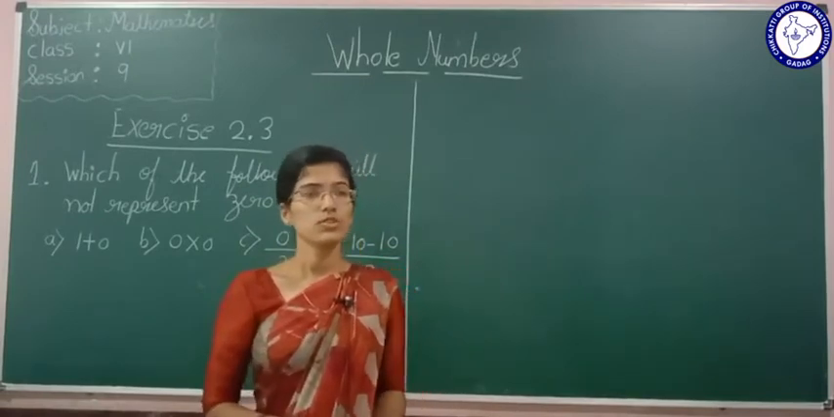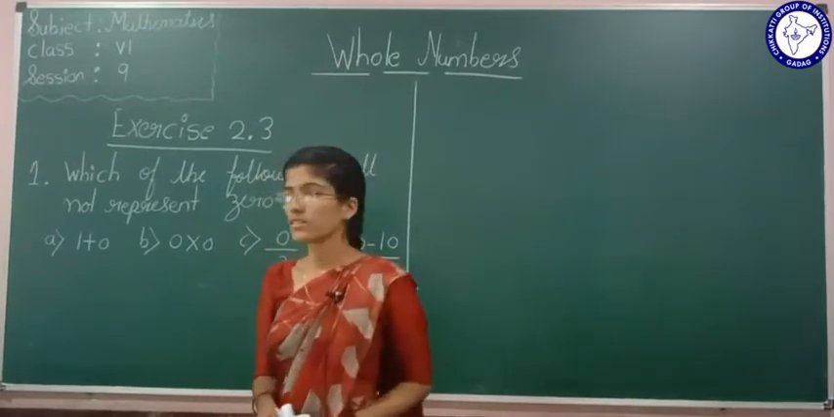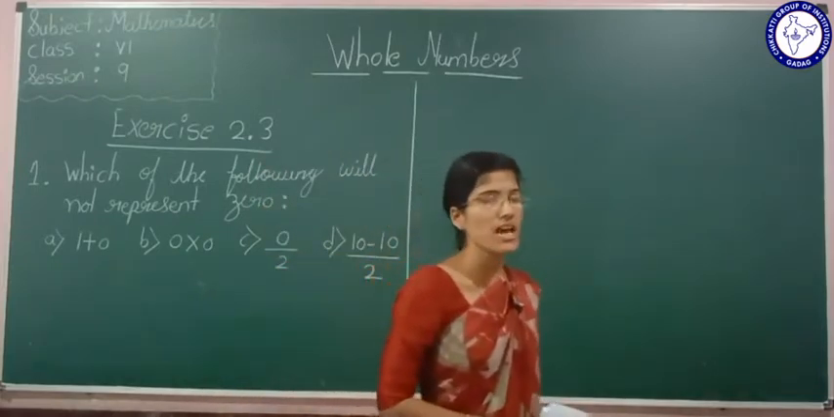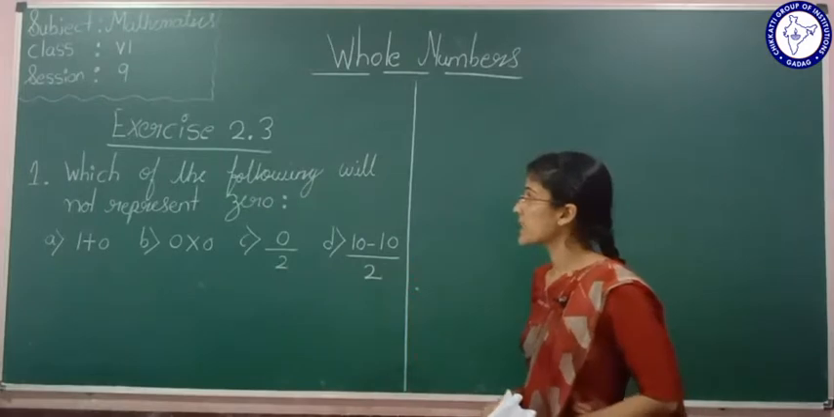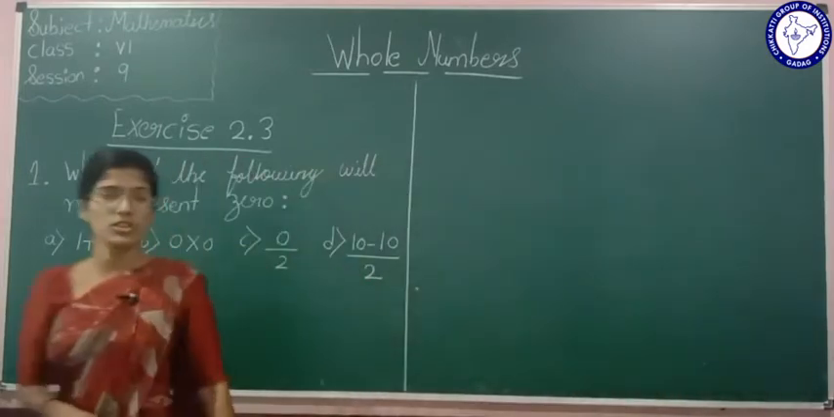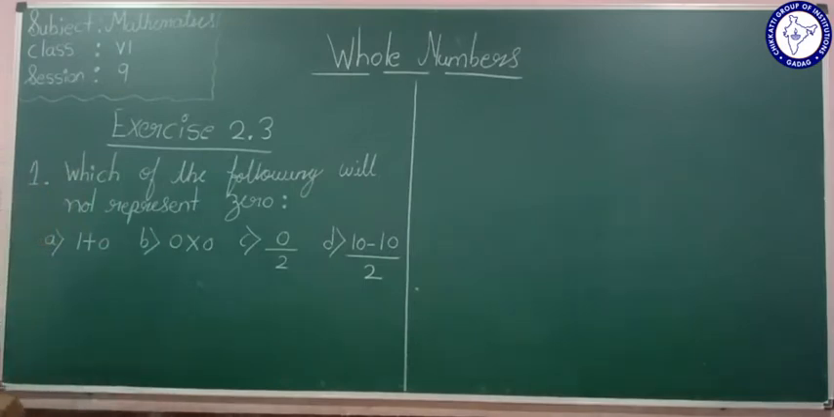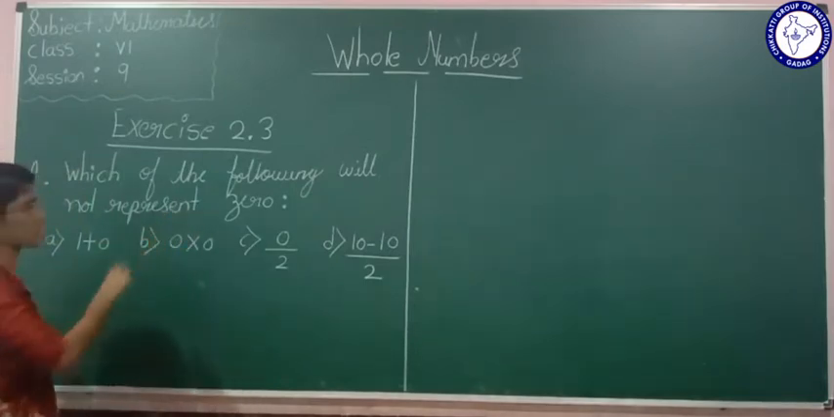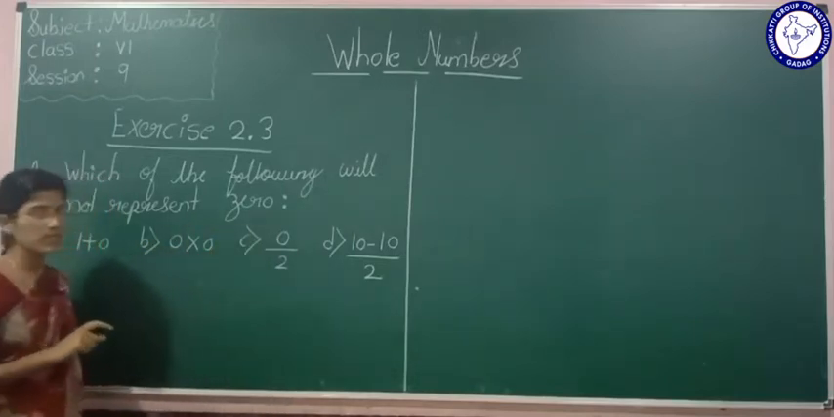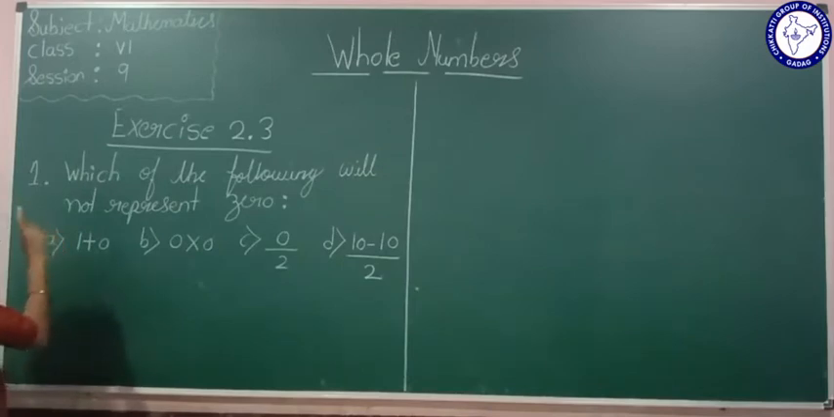In today's class, based on whatever we have read in the last class, we are going to solve exercise 2.3. Now see students, the first question asks which of the following will not represent 0. Here they have given A, B, C, D. In this we have to tell which won't represent 0. Okay, we will see one by one.